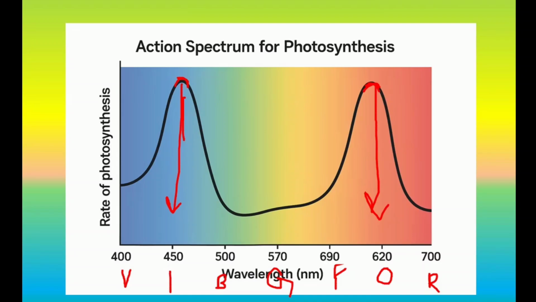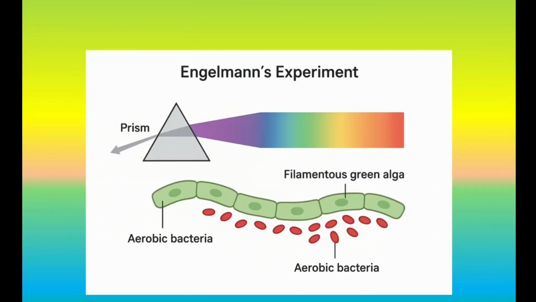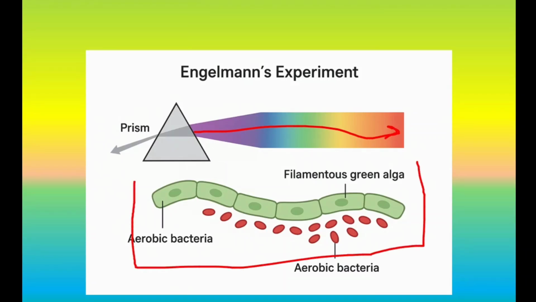Now how is it proved? Let's see the experiment of Engelmann. So this is the experiment that Engelmann did. He took a prism, he passed white light through it, and it splits the white light into 7 colors, as it is being represented, right? Then he took a tank and he grew a filamentous algae which is called Cladophora.